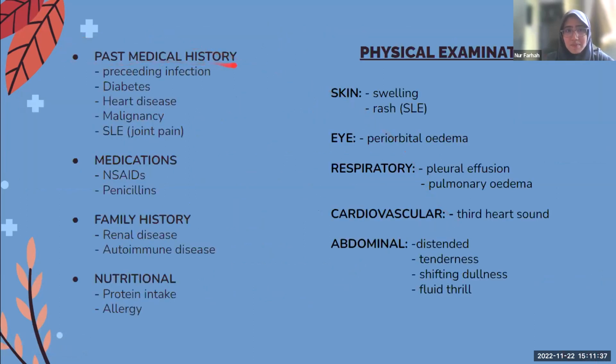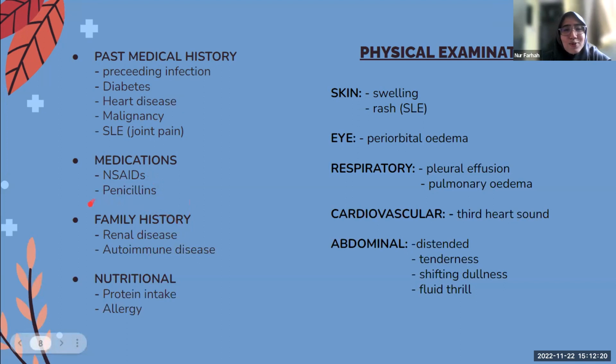So next we look for the past medical history. We need to ask our patient if the patient has any preceding infection or any underlying diabetes, heart disease, malignancy, or even SLE, which is one of the autoimmune diseases mentioned just now. For medication, we ask if the patient is on NSAID or penicillin. Why we need to ask here is because these two medications are common drugs that can induce acute interstitial nephritis. Acute interstitial nephritis means that this drug or medication can reduce the kidney function itself, which can lead to inflammatory mediators infiltrating into the kidney interstitium.